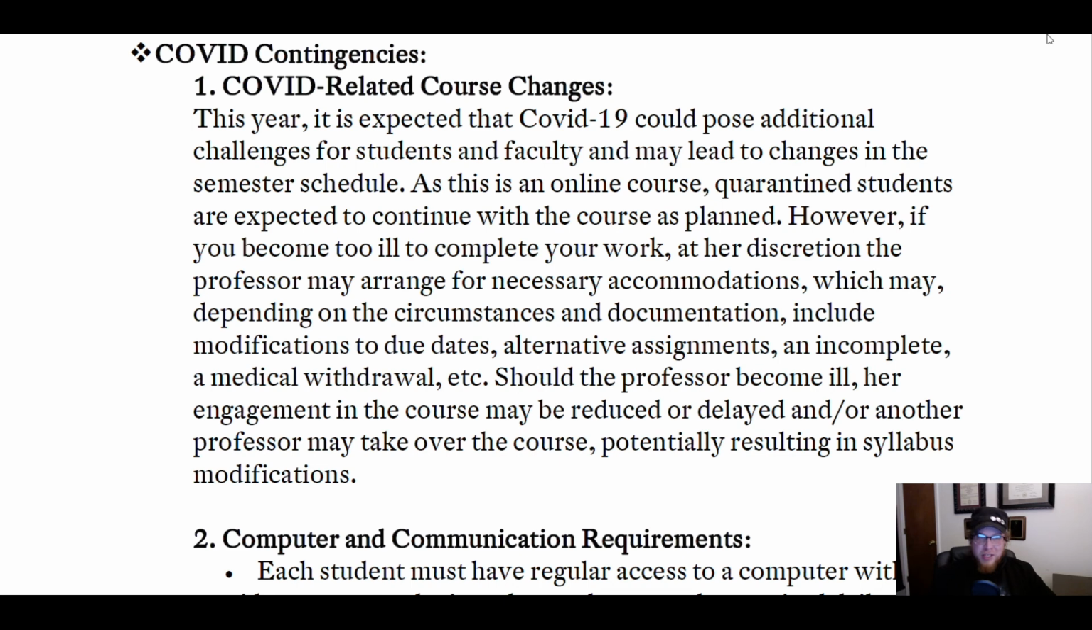1, COVID-related course changes. This year, just like last year, it's expected that COVID-19 could pose additional challenges for students and faculty and may lead to changes in the semester schedule. As this is an online course, quarantined students are expected to continue with the course as planned. However, if you become too ill to complete your work, at their discretion, the professor may arrange for necessary accommodations, which may, depending on the circumstances and documentation, include modifications to due dates, alternative assignments, an incomplete, a medical withdrawal, etc. Should the professor become ill, their engagements in the course may be reduced or delayed, and/or another professor may take over the course, potentially resulting in syllabus modifications.